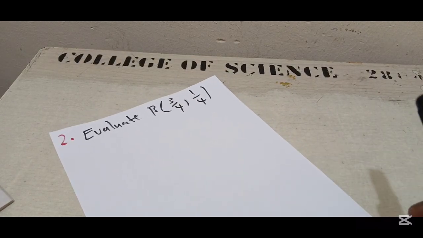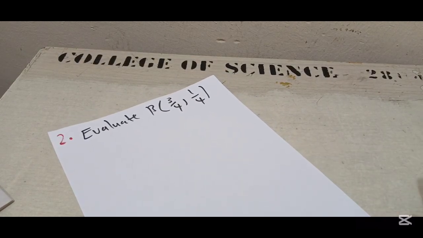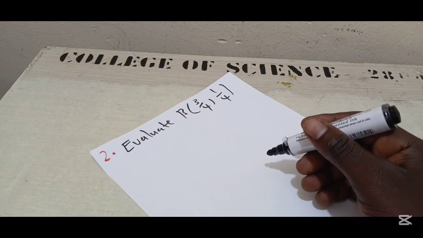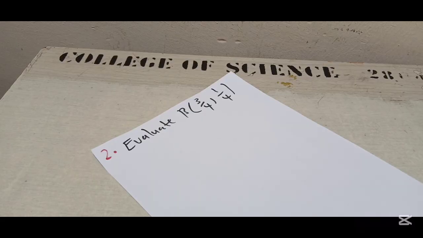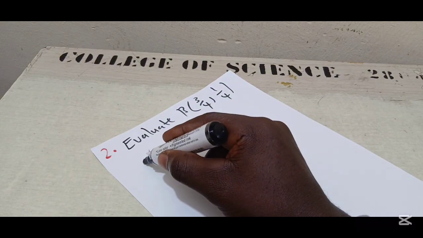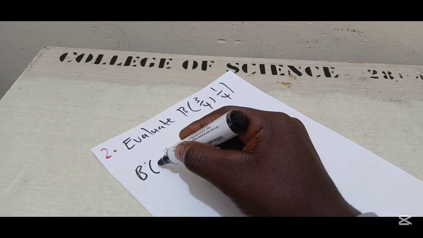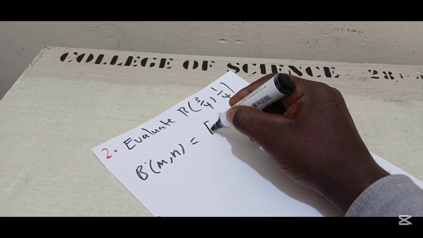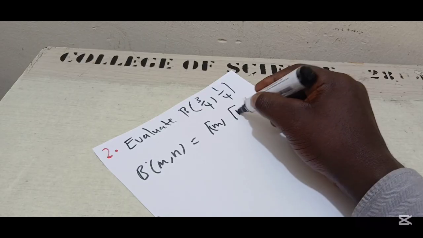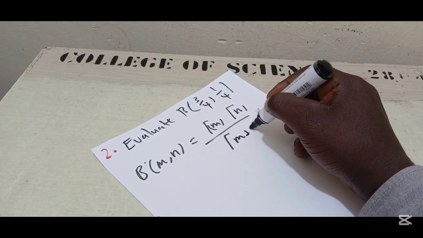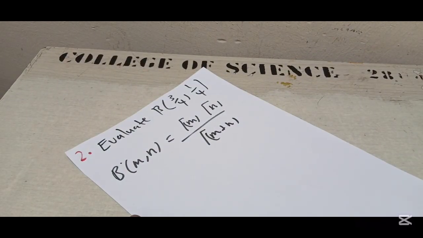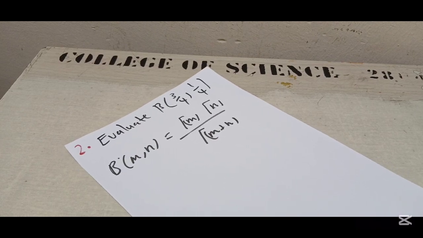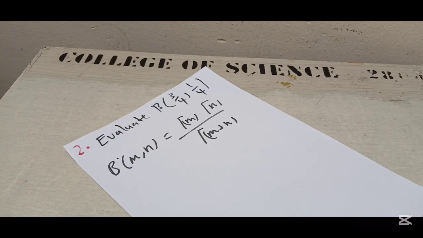Well, now that we have this, evaluate beta 3 on 4, 1 on 4. With this problem, we can decide to use the relation between gamma and beta, which is beta m, n equal gamma m, gamma n all over gamma m plus n, right? This one holds. There's also another formula we can use, which is Euler's reflection formula.